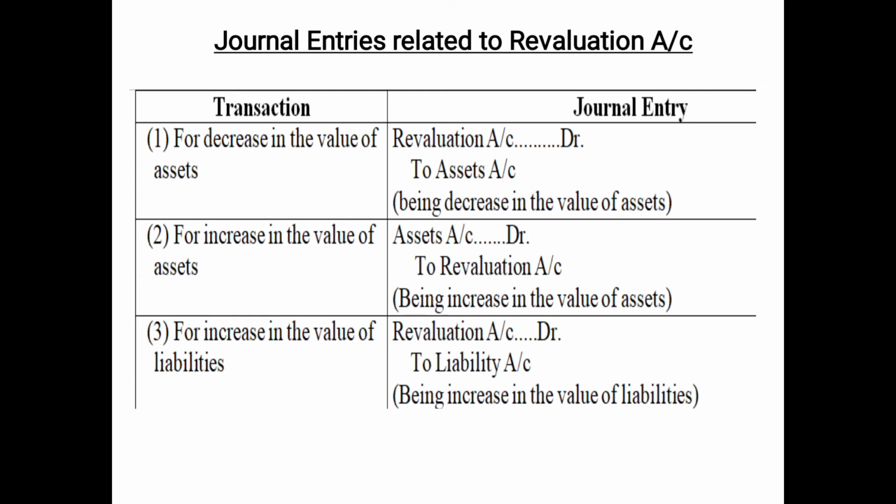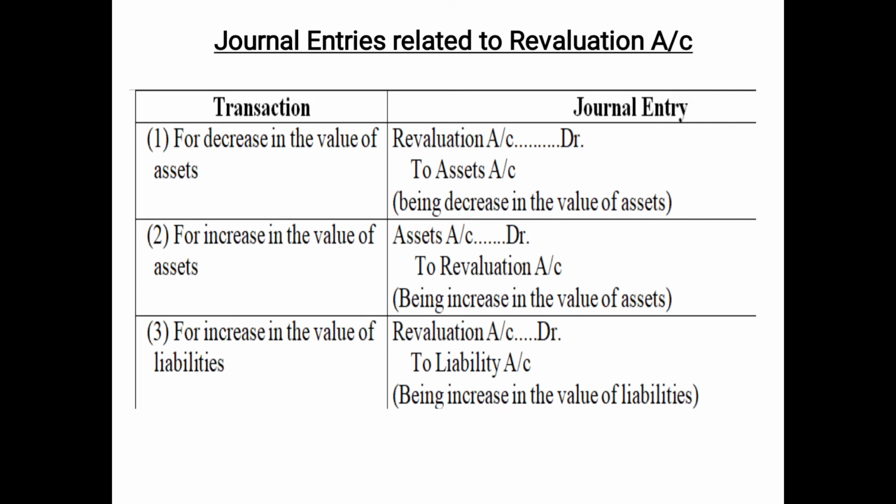So here in case of revaluation, let us look at the first transaction, for decrease in the value of asset. As we know, if the value of asset decreases, it will be credited, and any decrease or increase is to be shown in the revaluation account. So the entry would become revaluation account debited to assets account. The narration can be being for decrease in the value of asset. So whatever is increasing or decreasing, you debit or credit that, and the other account will be the revaluation account.